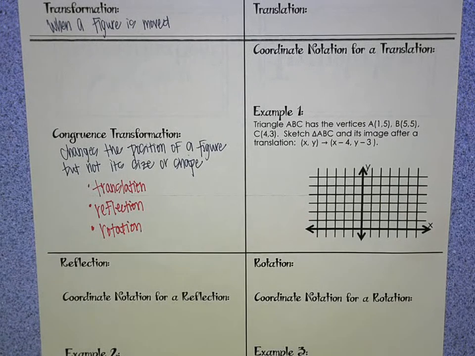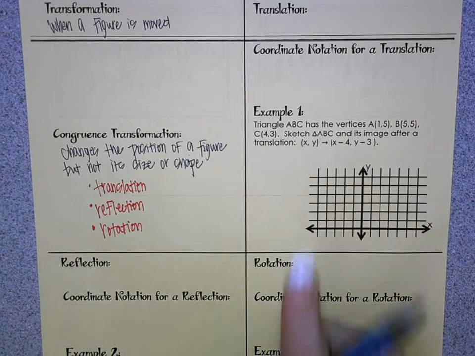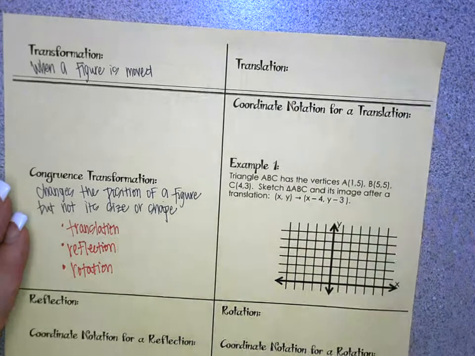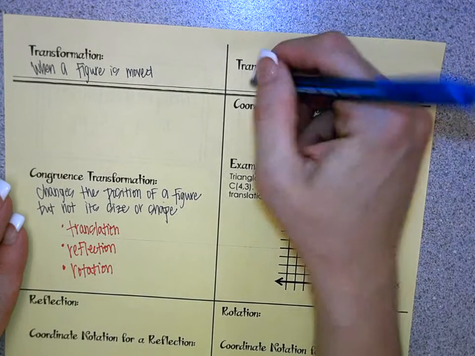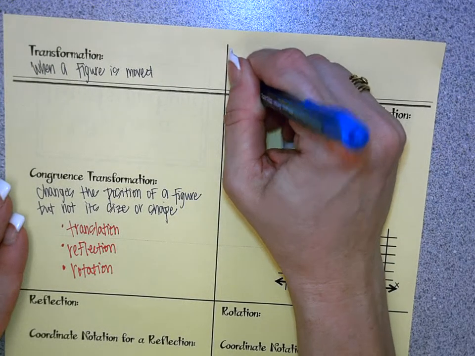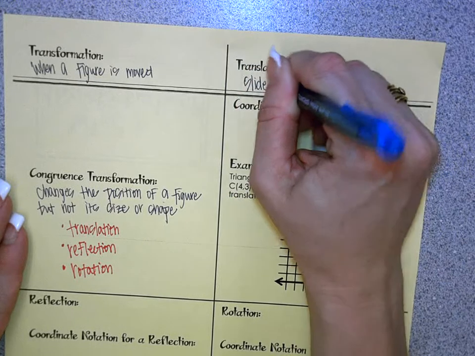So the first thing we're going to look at is something called a translation. Okay, a translation is basically when you slide a figure. Okay, so a translation is slide a figure.